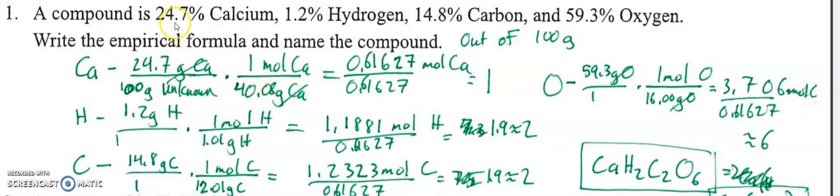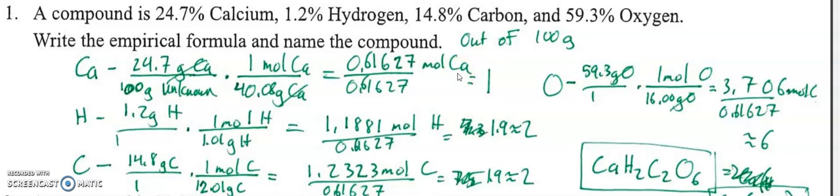For our first problem, we have 24.7% of calcium, and we need to convert that to moles because we're looking for a mole ratio. That's all the formula is. So 24.7 grams of calcium, we just need to convert that to a mole. That 40.8 grams comes from your periodic table, so make sure you have that out every day when we're going through videos. That will help you a lot over the next couple of weeks. And then that gives us the 0.61627 moles of calcium.